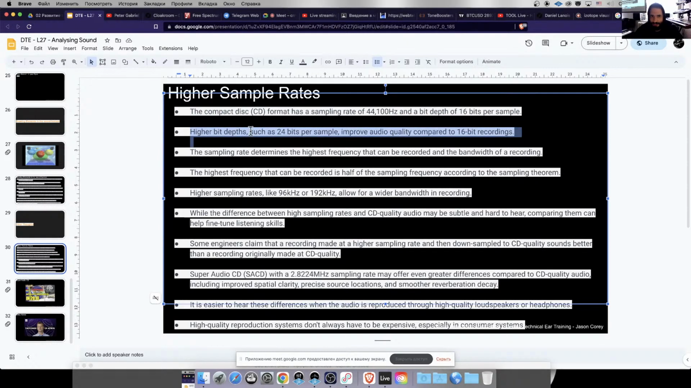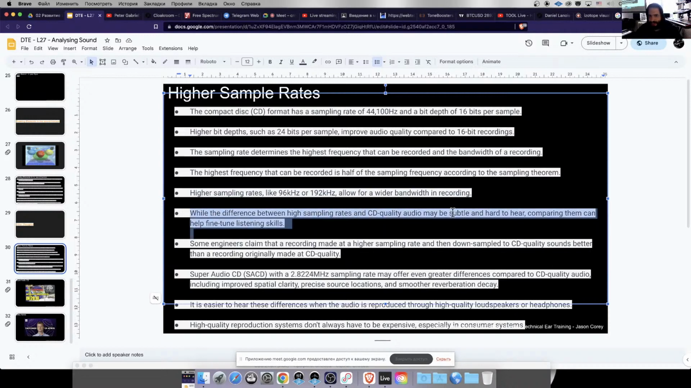to streaming services. When you have higher bit depth, such as 24 bits per sample, you improve the audio quality, of course. The sampling rate determines the highest frequency that can be recorded. I explained to you this is the Nyquist theorem. The highest frequency that can be recorded is half the sampling frequency. That's the Nyquist theorem. Higher sample rates like 96 kilohertz, 192 will give you a higher bandwidth. Obviously, you can record higher frequencies, even though you don't hear them, but you can record them.